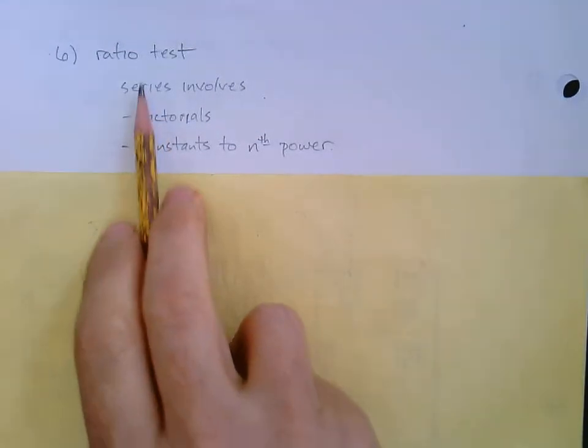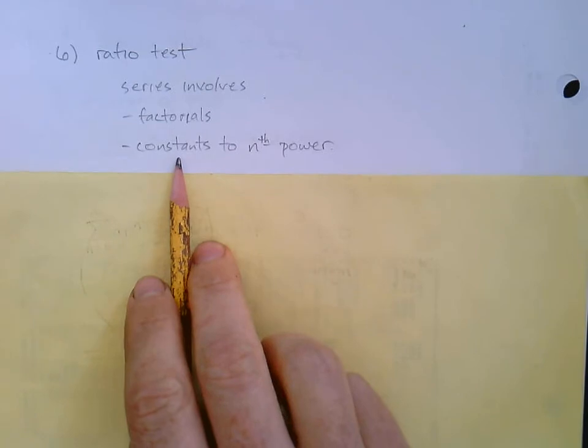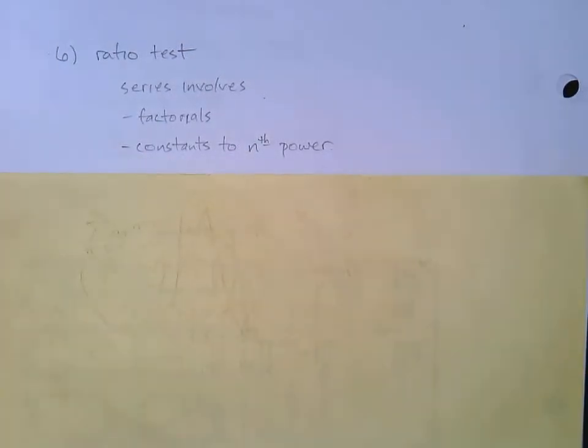Why? Because a ratio test takes a ratio, and factorials cancel out very, very nicely, as we saw in the previous section, right? N plus 1 factorial over n factorial cancels out so well, it's just perfect for the ratio test. Also, constants raised to the nth power cancel out very well when we perform a ratio, as we saw in those examples. So if you see factorials, if you see constants to the nth power, very good chance you're going to use a ratio.